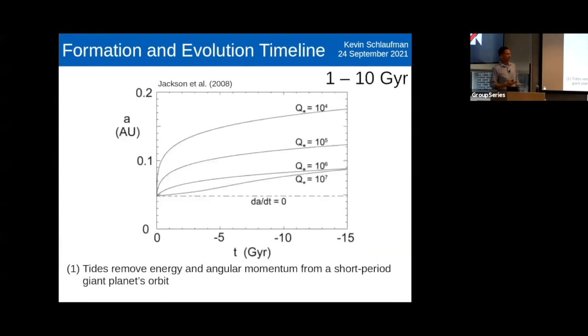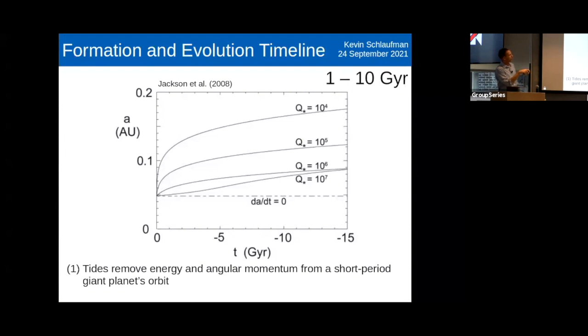Finally, the last thing that tidal evolution can do is take enough energy and angular momentum from a planet's orbit to bring it close enough to its host star that it would be inside its own Roche radius and the planet will be tidally disrupted. So this diagram shows that, imagine there's a planetary system at 0.05 AU, and if I were to run its tidal evolution backwards in time, how far could it have moved in as a function of time?